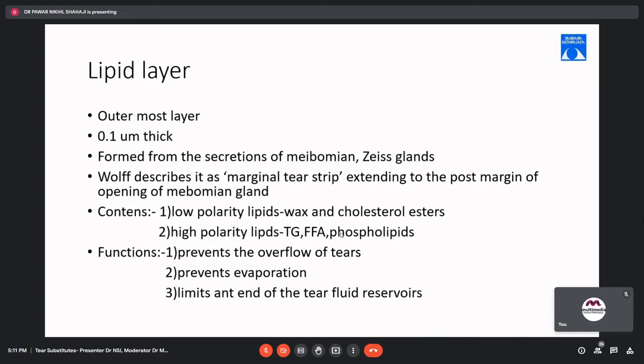The outer lipid layer is the outermost layer, 0.1 micrometer thick, formed from the secretions of the meibomian and Zeis glands. Wolff was the first to describe it as a marginal tear strip extending to the posterior margin of the opening of the meibomian gland. It contains low polarity lipids like wax and cholesterol esters, and high polarity lipids like free fatty acids and phospholipids. It functions to prevent the overflow of tears, prevents the evaporation of the tears, and limits the anterior end of the tear fluid reservoir.